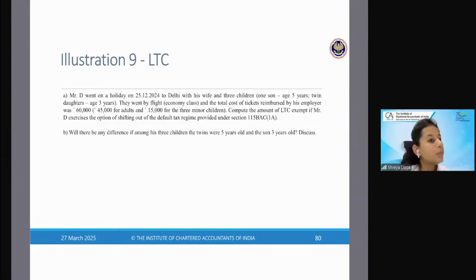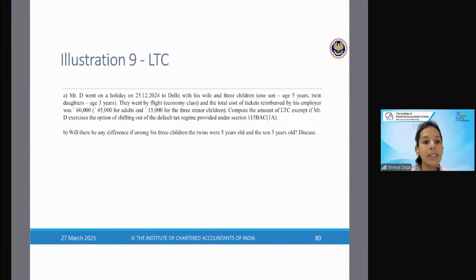All right, so that was a different thing. This is leave travel concession, where the employee has taken leave and is going on a holiday. If only the family is going, then you can't claim. The employee has to take leave, then either go alone or take his family, and then go on a holiday. Then this is applicable.